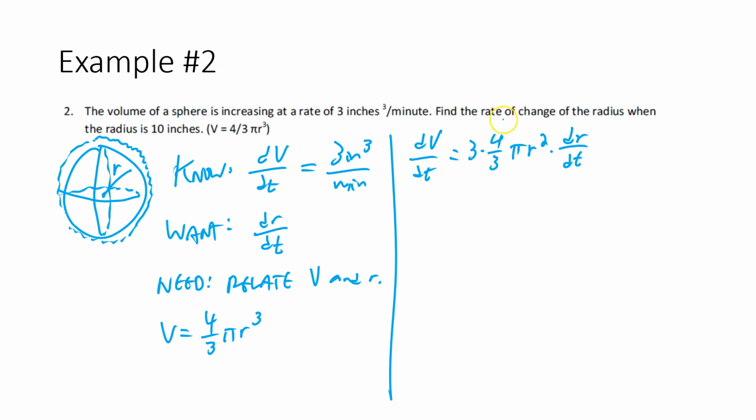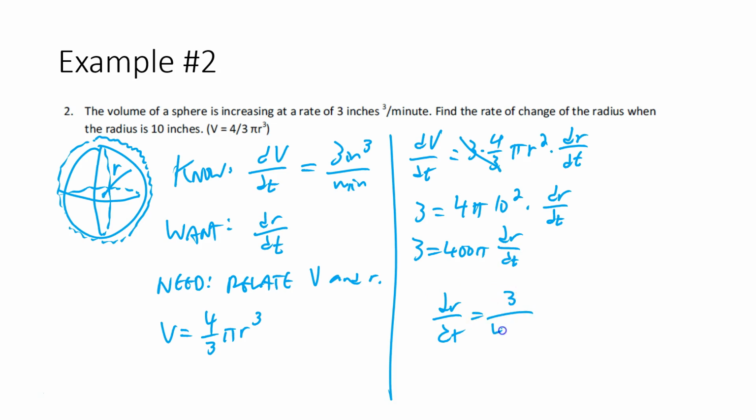Now we plug in what we know. We know that dV/dt is 3 cubic inches per minute, so this is 3, equal to, these canceled, so we have 4 pi, and they tell us at this moment the radius is 10 inches, so it's 10 squared times dr/dt. That's what I want to know. So 4 times 100, we have 3 equals 400 pi dr/dt. So dr/dt is 3 over 400 pi.